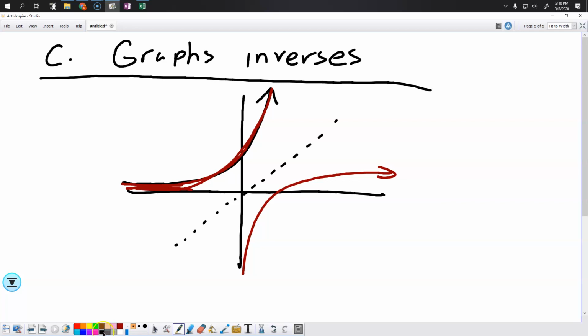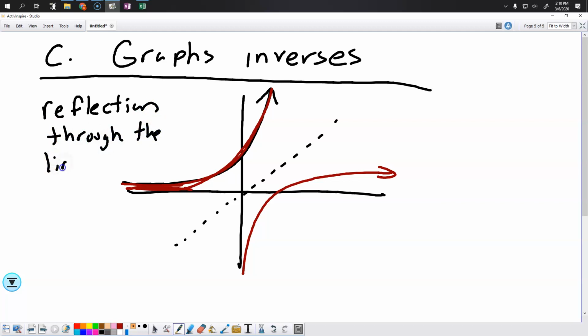What they are is they are a reflection through the line, this dotted line. The equation of that line is y equals x. Okay? So we'll call this one g of x. If I call this one g of x, what am I going to call this one, you guys? G with that little negative 1, right? G with a little negative 1.